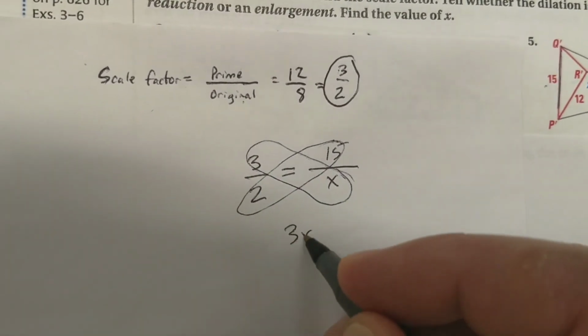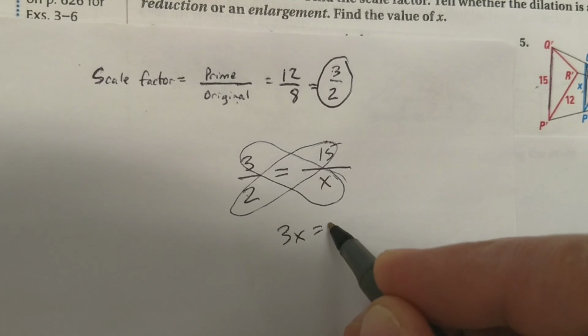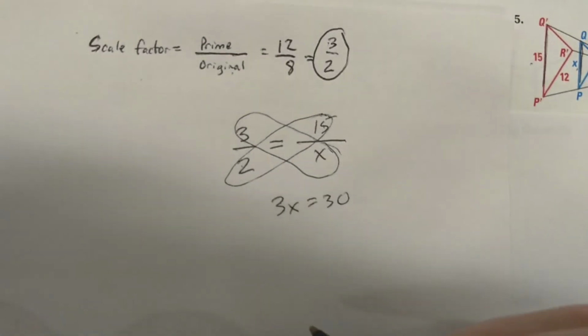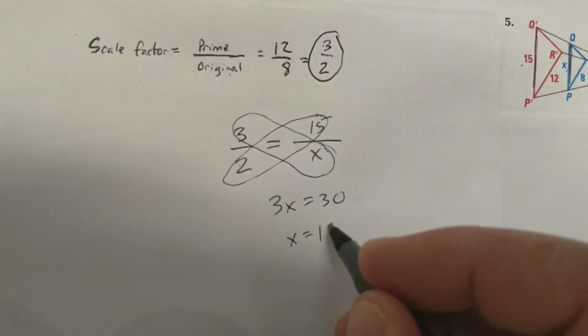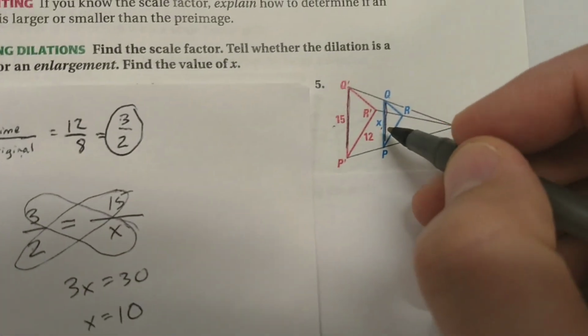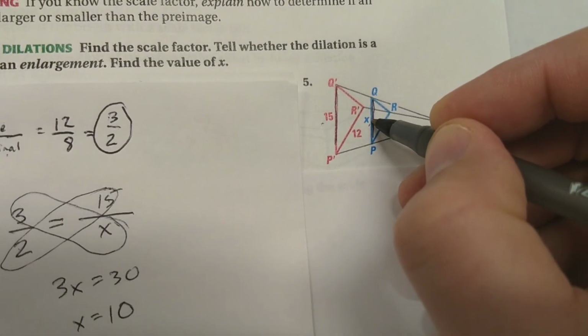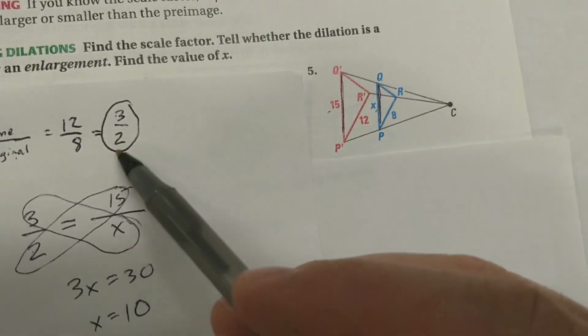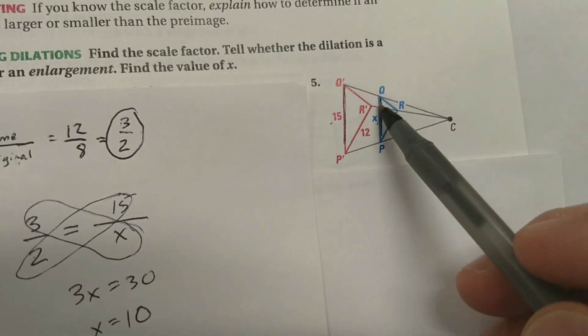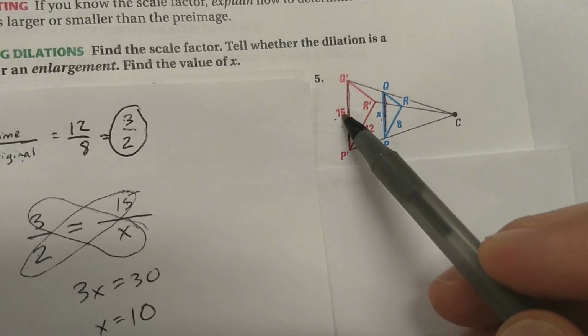I'd say 3 times x is the same as 2 times 15, which is 30. Divide both sides by 3, and x must be 10. So this value in here has to be 10, and if you think about what we found out about our scale factor, 1.5 times larger, 10 times 1.5 is going to get me up to 15.